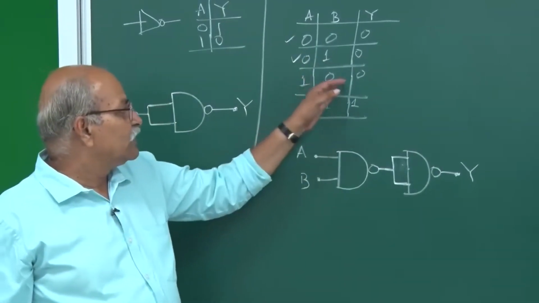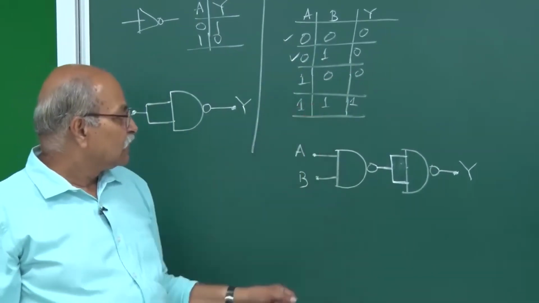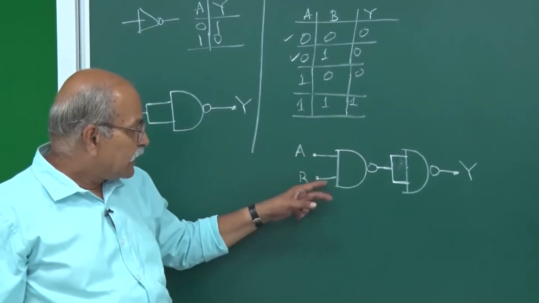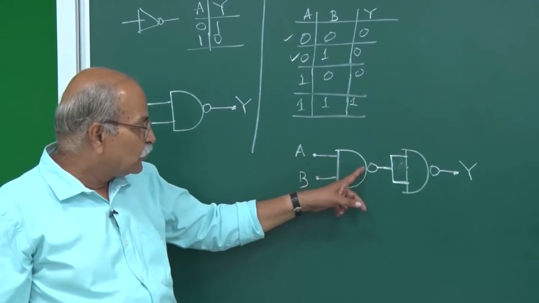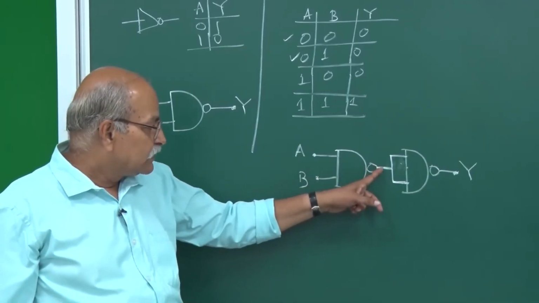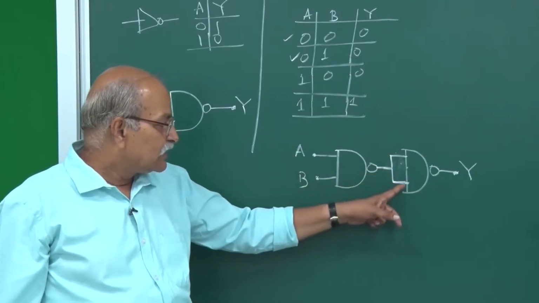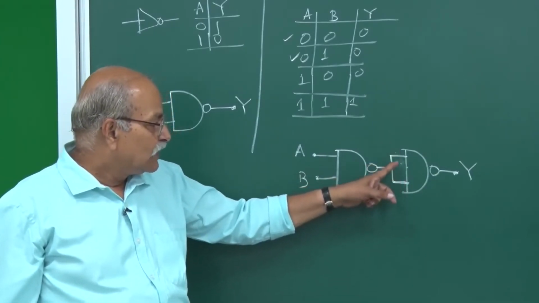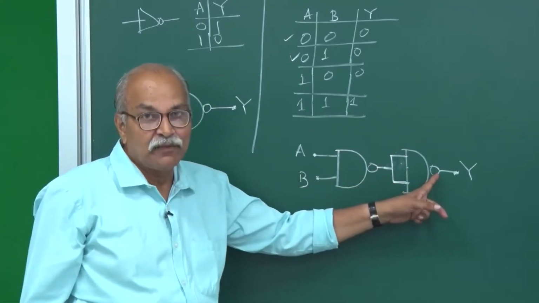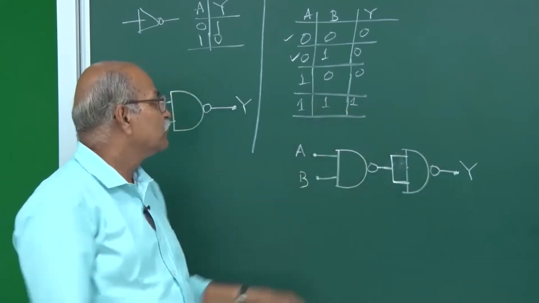Same story, 1, 0 will give me 0. 1, 1. So if A is 1 and B is 1, so 1 here, 1 here. AND will give me 1, so 1 here. NOT of that will become 0, so 0 here. So 0 here and 0 here. And 0, 0, AND will give me 0. And NOT of that will become 1. So 1, 1 will become 1.